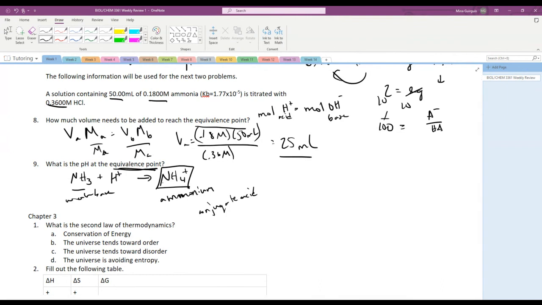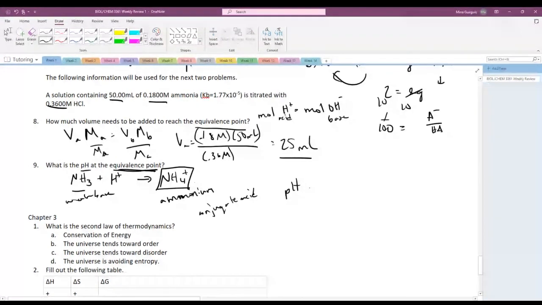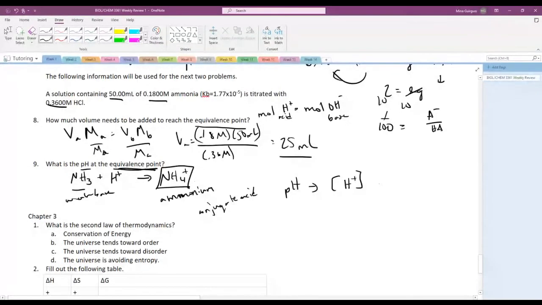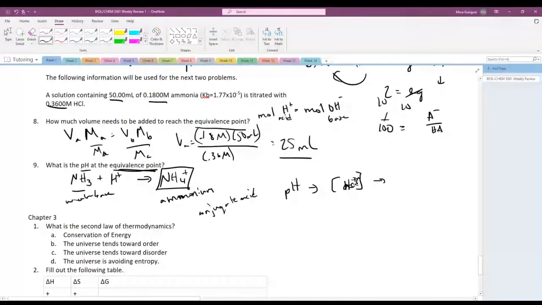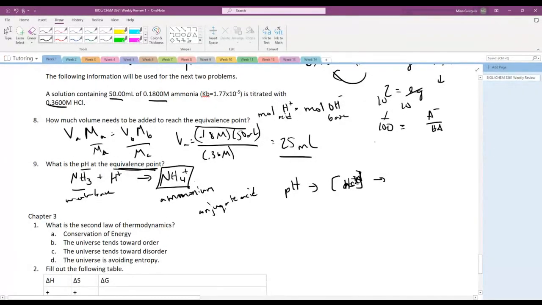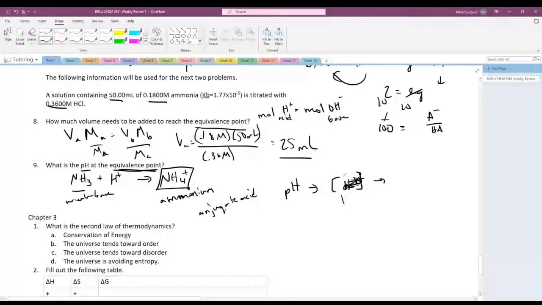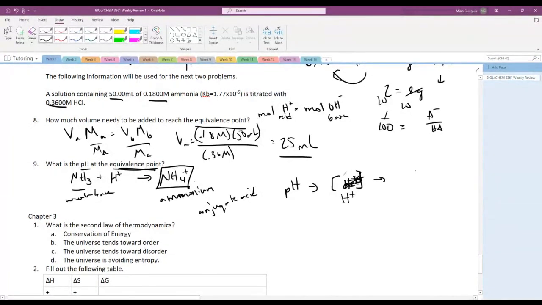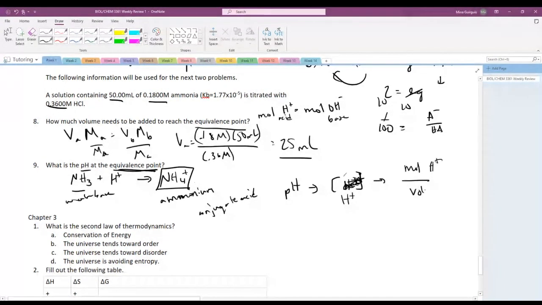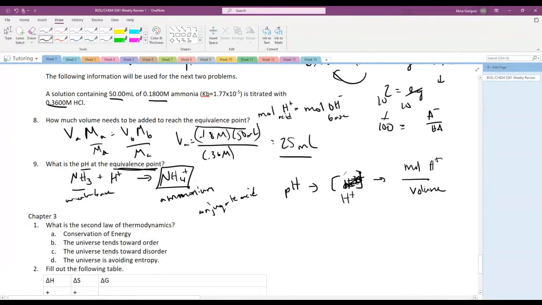This is where there's a bit of a process. In order to get the new pH, we need our moles of H+, or I should say of acid in general. I personally prefer to keep it H+. In order to get to that, we need our moles of H+ over our volume. Okay, so now we know what we're looking for.